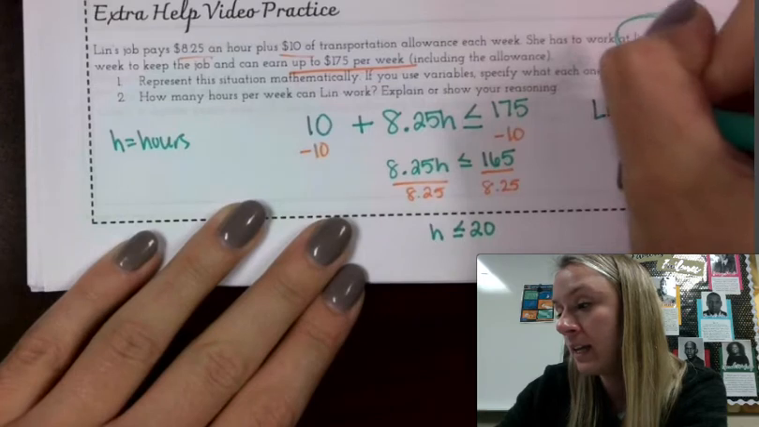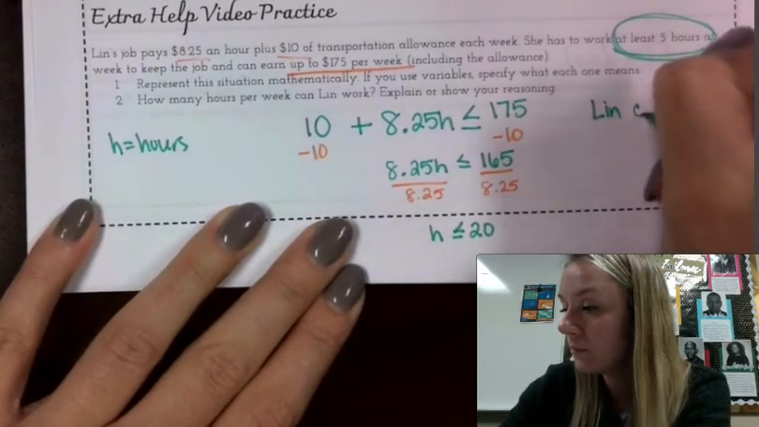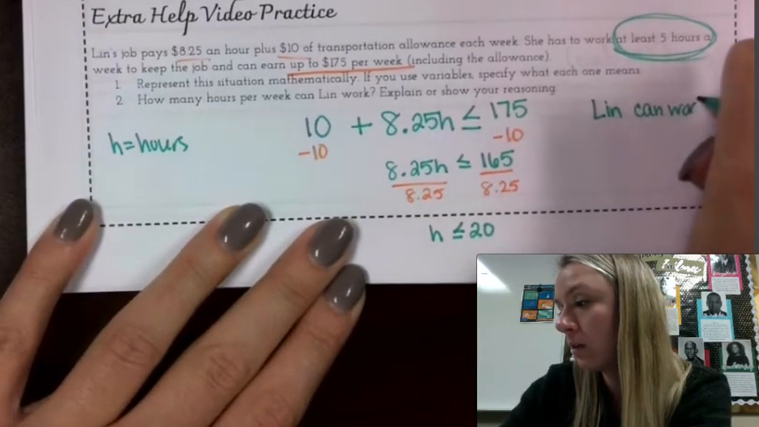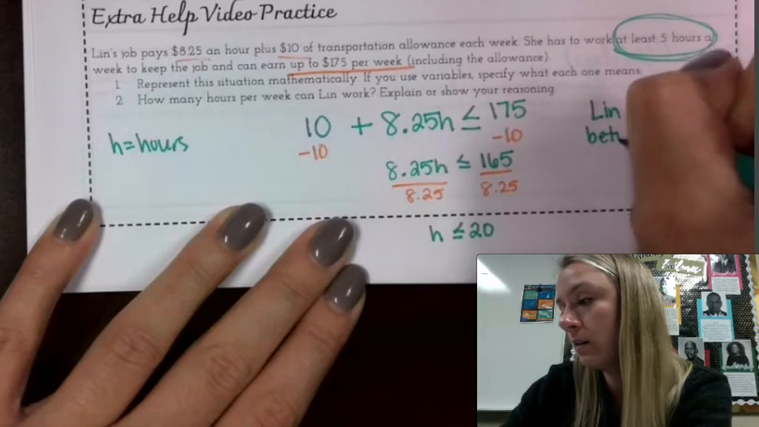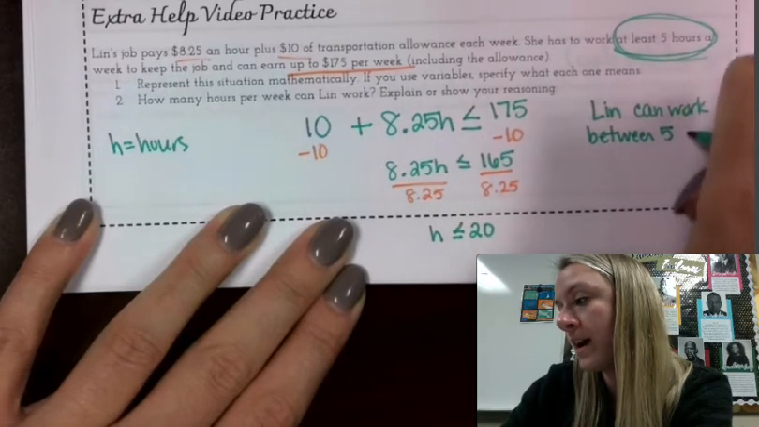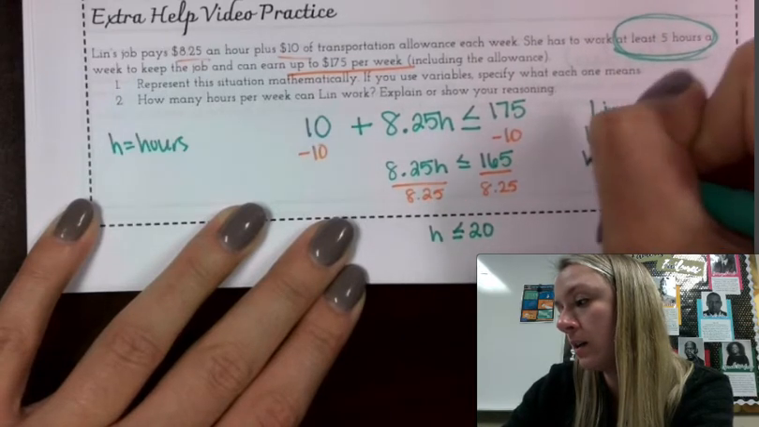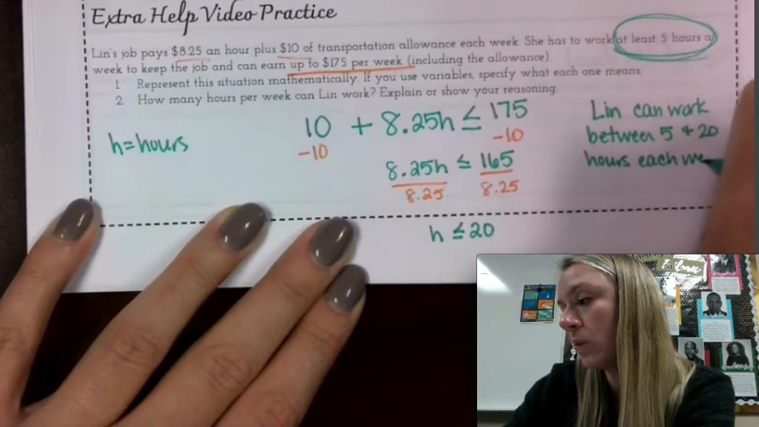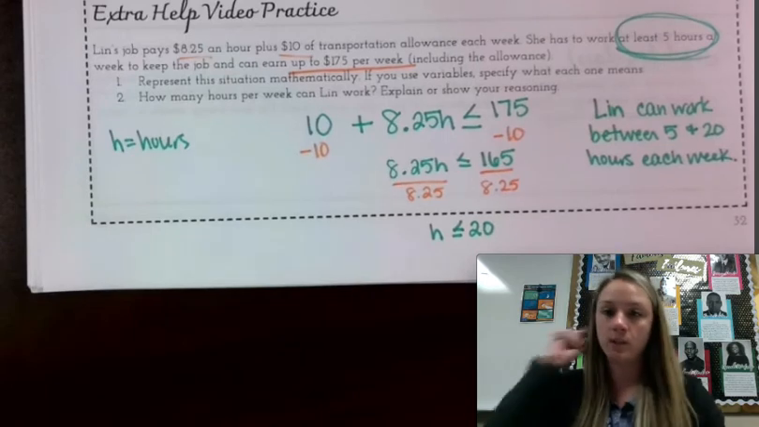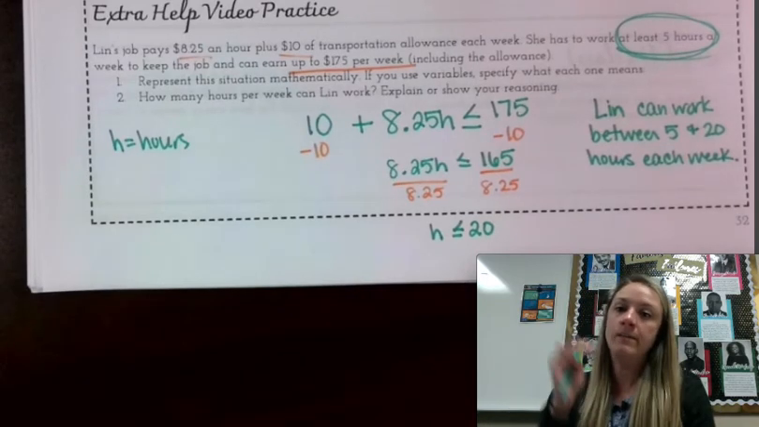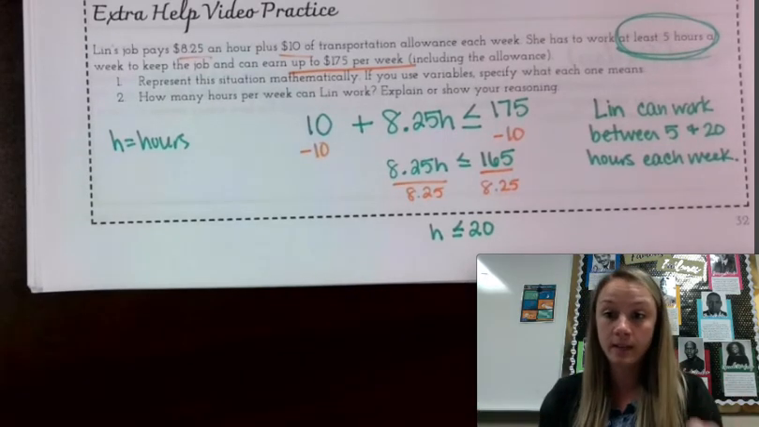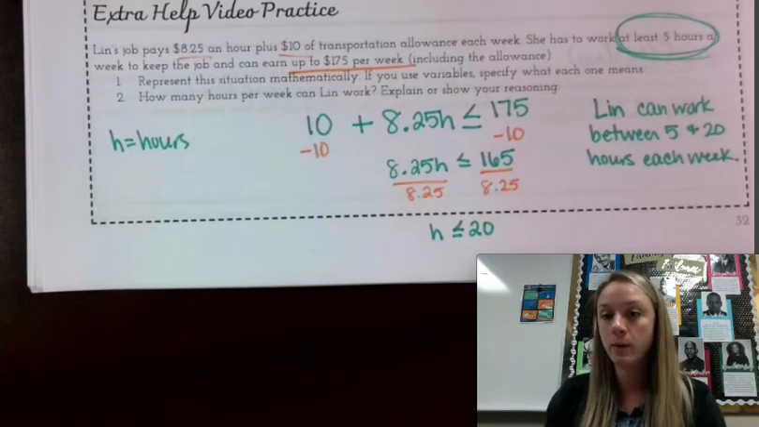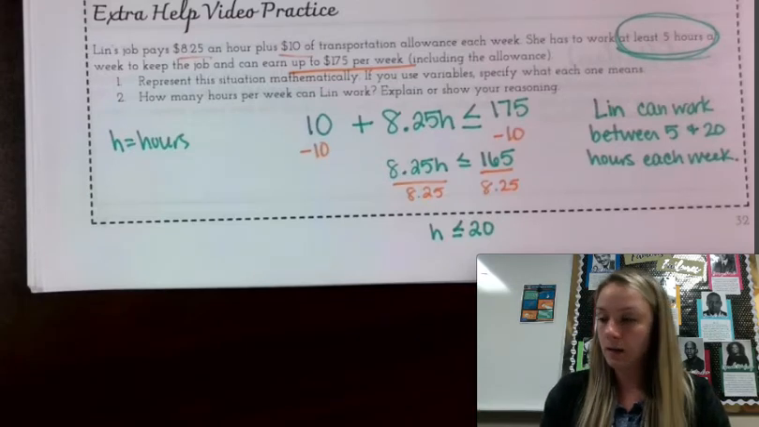So we're going to say Lynn can work between 5 and 20 hours each week. So she can work anywhere between 5 and 20, and that includes exactly 5 and that includes exactly 20. And then we did it.